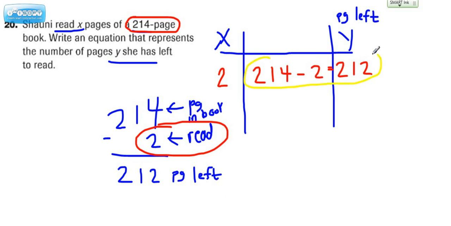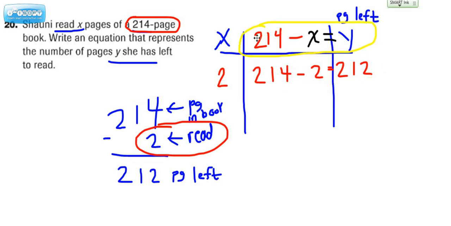Isn't this true? So how do I show, if it's not 2 but X, how do I show that as an equation? Well, I would still write the number 214. And I'm not subtracting 2, I'm subtracting some number of pages, which they want us to use X, and that's supposed to equal the Y. So our equation would end up being this right here, 214 minus X equals Y.